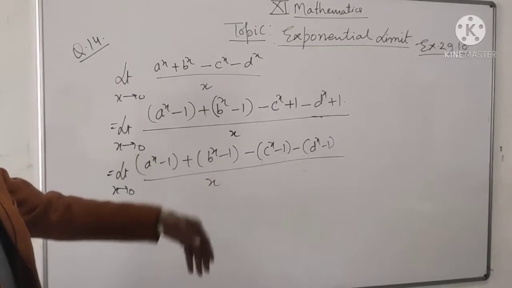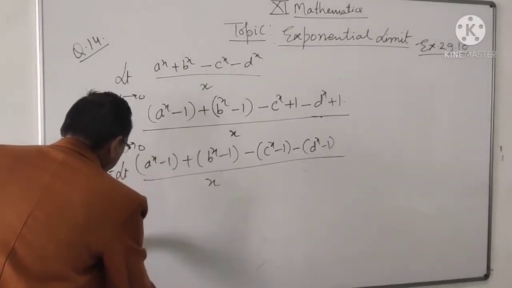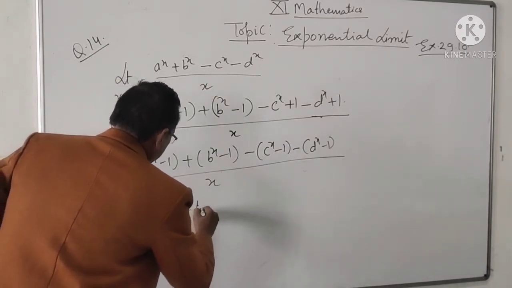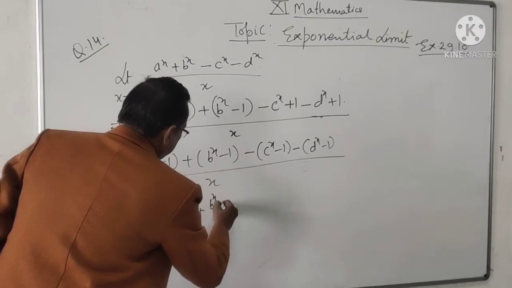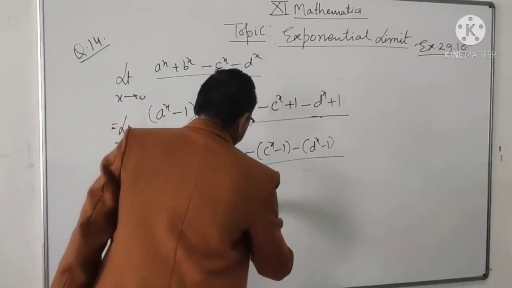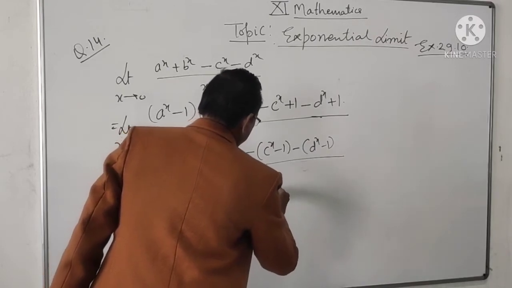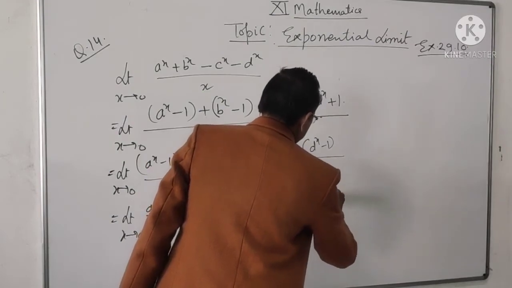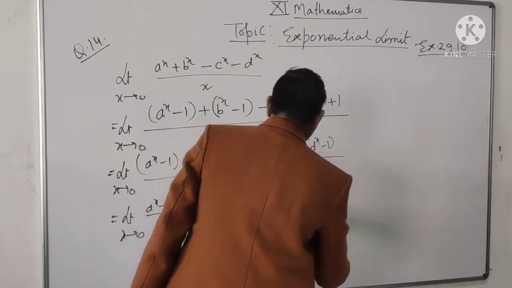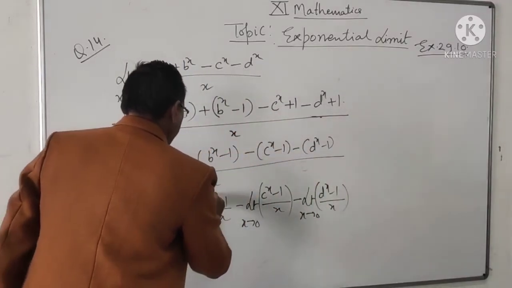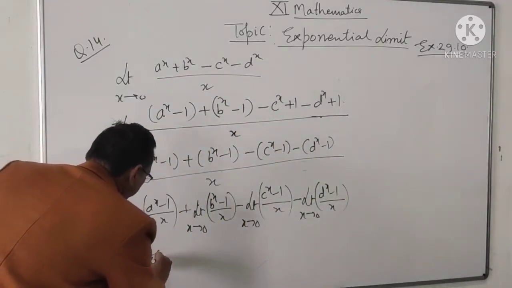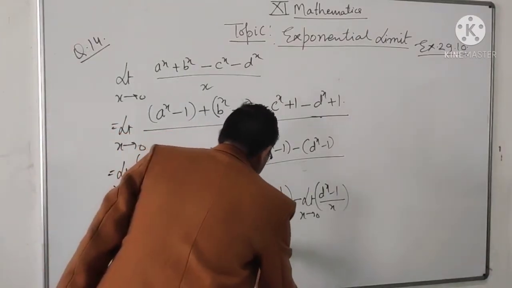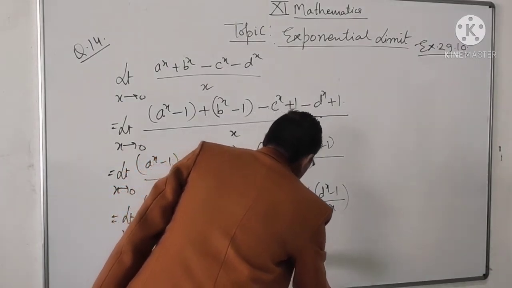Now break into 4 different limits. They all are standard limits. Limit x tends to 0, a power x minus 1 upon x, plus limit x tends to 0, b power x minus 1 upon x, minus limit x tends to 0, c power x minus 1 upon x, minus limit x tends to 0, d power x minus 1 upon x. The first limit is log a. Second is log b. Third is minus log c. It is minus log d.